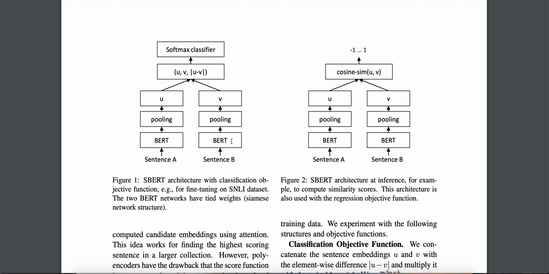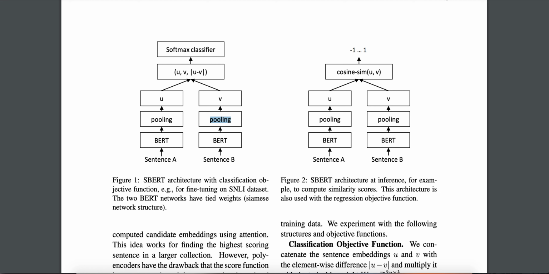Clear? Now once we have 100 cross 768 embeddings here, and 100 cross 768 embeddings here, we will apply pooling on top of that. Pooling is nothing but it will just take the average of those embeddings.